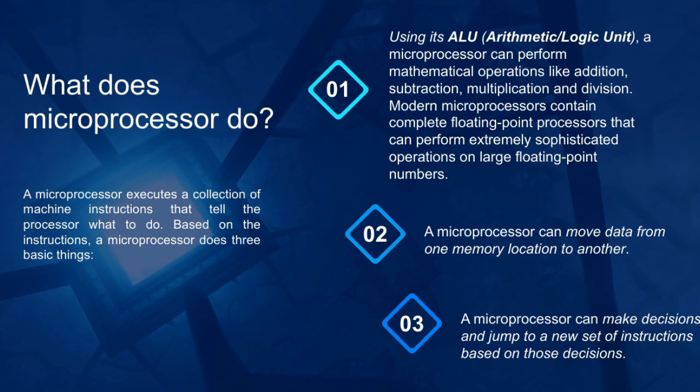Number one, using its ALU, or arithmetic logic unit, a microprocessor can perform mathematical operations like addition, subtraction, multiplication, and also division. Modern microprocessors contain complete floating point processors that can perform extremely sophisticated operations on large floating point numbers. Number two, a microprocessor can move data from one memory location to another. And number three, a microprocessor can make decisions and jump to a new set of instructions based on those decisions.